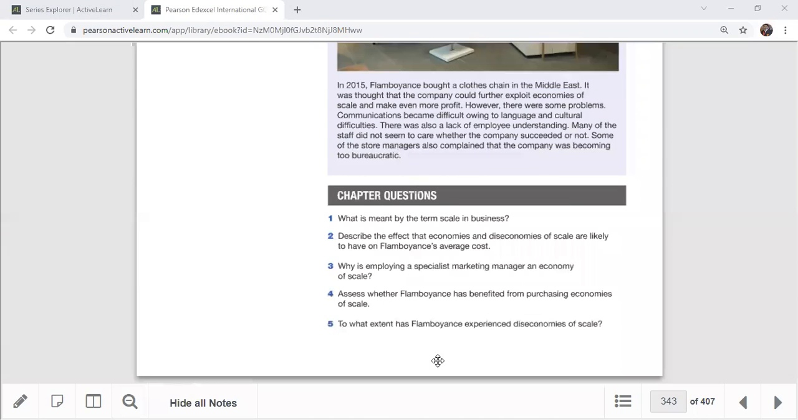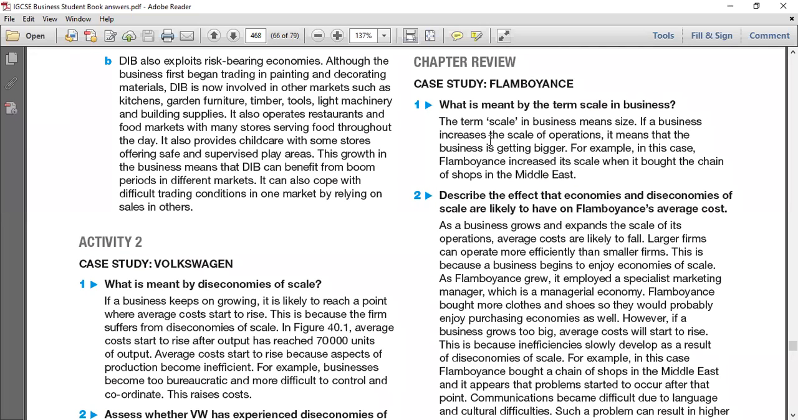You can see here, first question, what is meant by the term scale in business? The term scale in business means size. If the business increases the scale of operation, it means that the business is getting bigger. For example, in this case, Flamboyance increases scale when it bought the chain of shops in the Middle East.